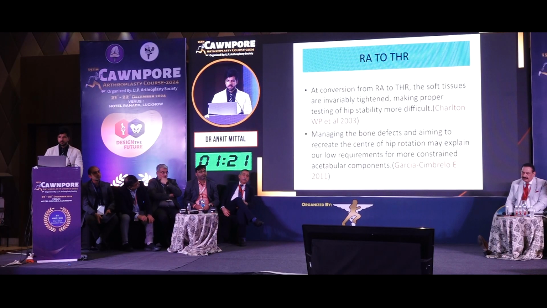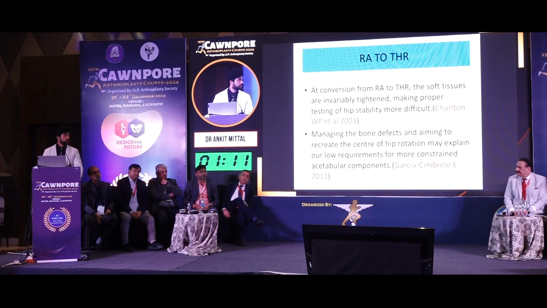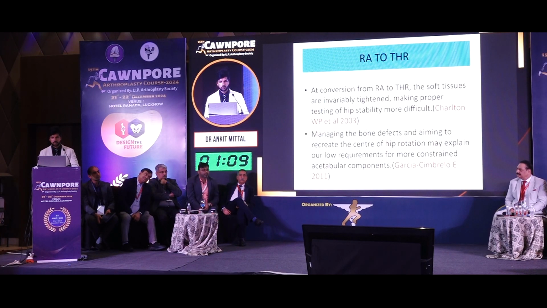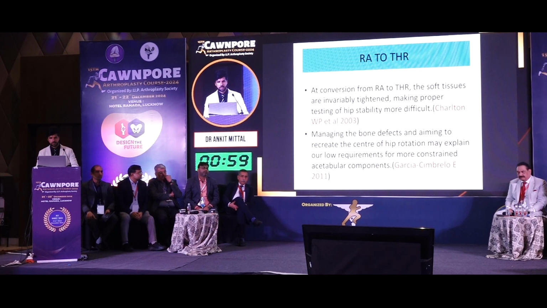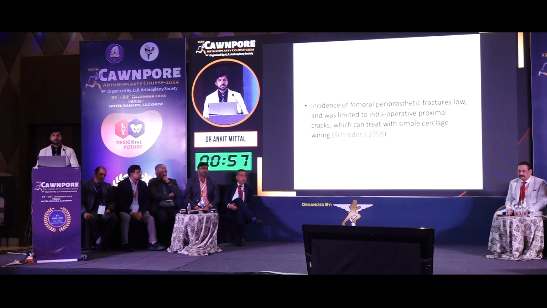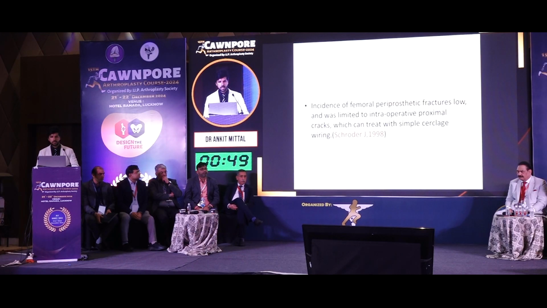In conversion from resection arthroplasty to total hip replacement, the soft tissues are invariably tightened, making proper testing of hip stability more difficult, and managing the bony defect aiming to recreate the center of the hip joint rotation may explain our low requirements for more constrained acetabular components. So we may not require more constrained acetabular components if we are able to recreate the center of the hip rotation. Incidence of femoral periprosthetic fractures is low and was limited to intraoperative proximal cracks, which can be treated by prophylactic or therapeutic simple cerclage wiring.